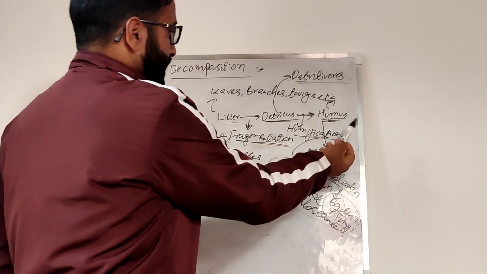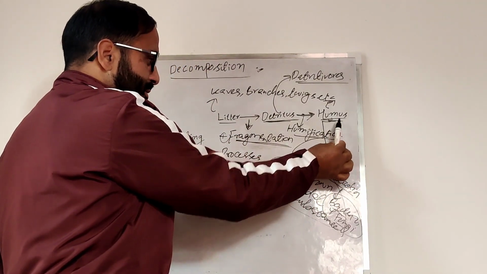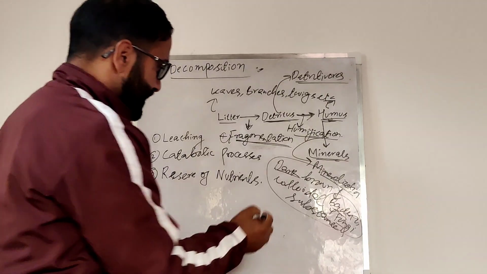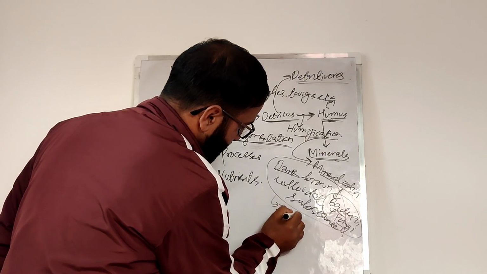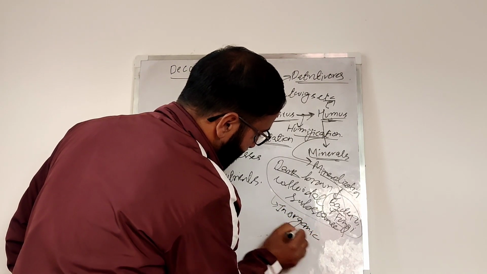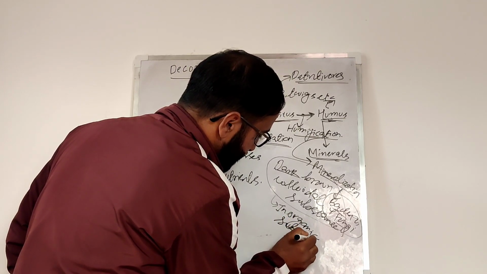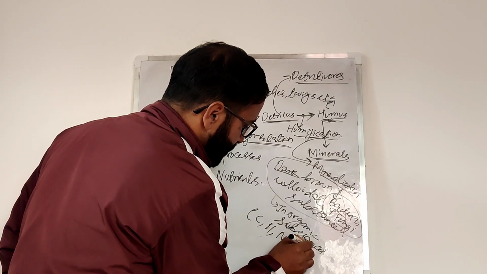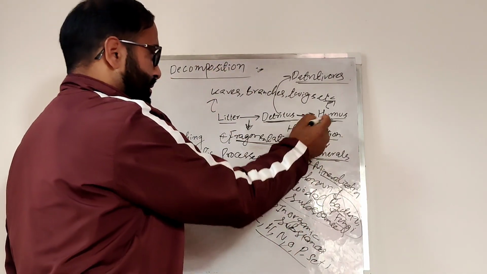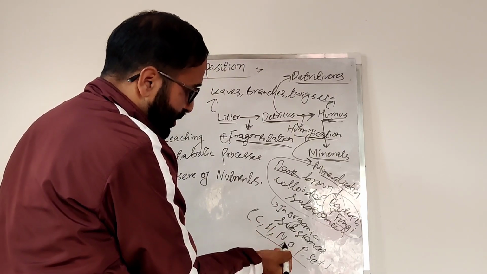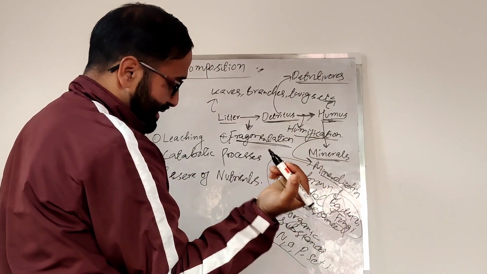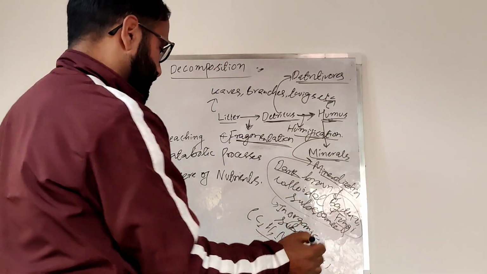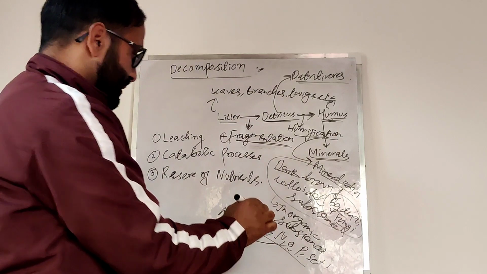What happens in this process? This humus is converted into mineral substances, or we can say inorganic substances, or plant nutrients, like carbon, hydrogen, nitrogen, oxygen, phosphorus, sulfur. These inorganic substances are plant nutrients.